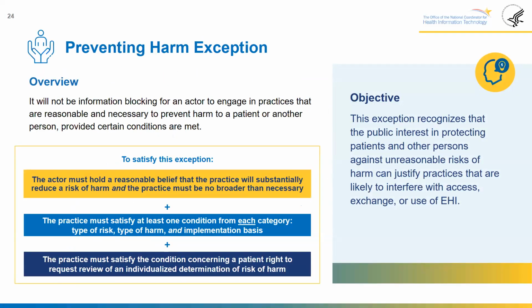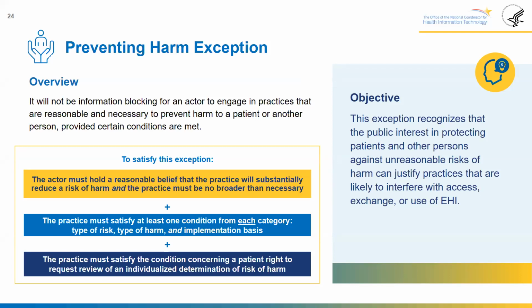All right, so here we have the first exception. So this is preventing harm. So why is this exception necessary? Preventing harm to patients and others is a top priority of ours at ONC and must be a central theme as we advance interoperability and patient access to their records. This exception recognizes that the public interest in protecting patients and other persons against unreasonable risks of harm can justify practices that are likely to interfere with the access, exchange, or use of EHI. We've finalized this exception largely as proposed. There were a lot of supportive comments about this exception, but we've modified it a bit for clarity and to better align with the HIPAA rules.